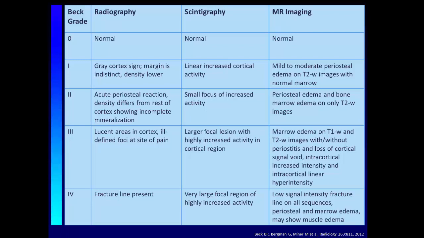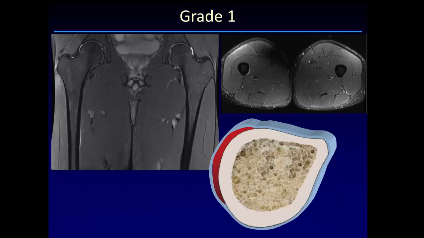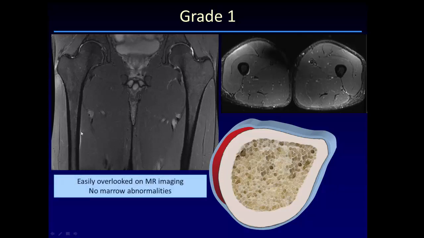The first thing that's going to happen is periostitis, and it is easy to overlook on MR imaging. Here on a T2 weighted sequence, we can see periostitis along the medial femur in an avid athlete. He also has a low-grade muscle strain, which we're not going to focus on right now. We're going to focus just on this periosteal new bone formation. There are no marrow signal abnormalities at this time, and that's why it's relatively easy to overlook these changes.